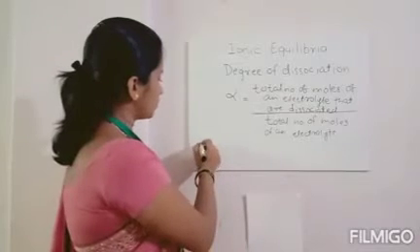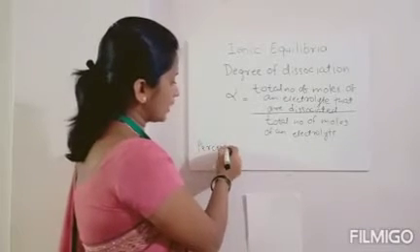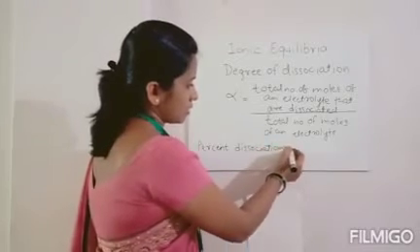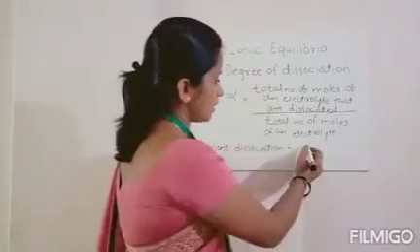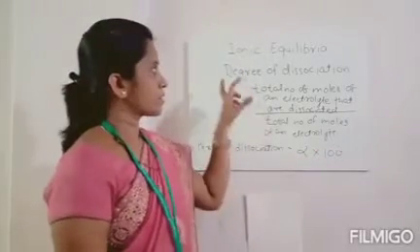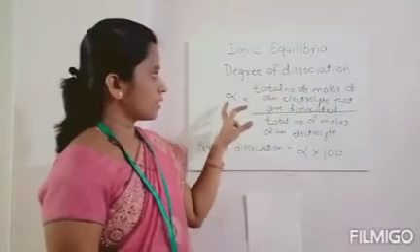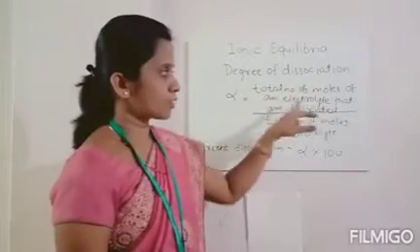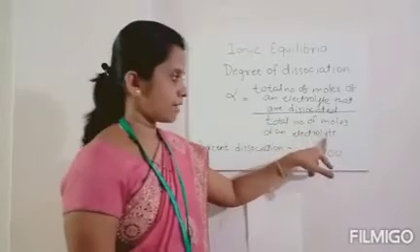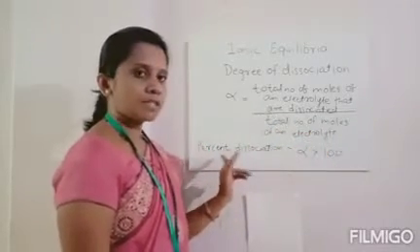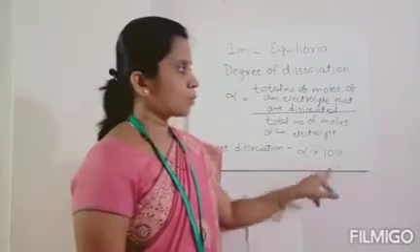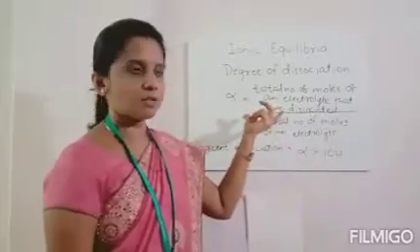Next is when we have to calculate percent dissociation. The formula for this will be alpha into 100. Okay, so this is the degree of dissociation. Alpha, number of moles of an electrolyte that are dissociated divided by total number of moles of an electrolyte, and percent dissociation is equal to alpha into 100. So numericals can be asked based on this formula.